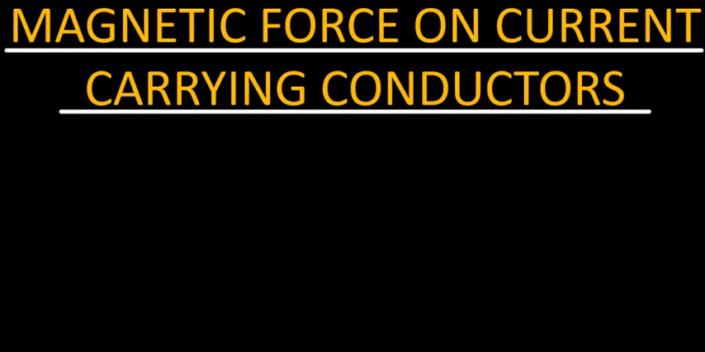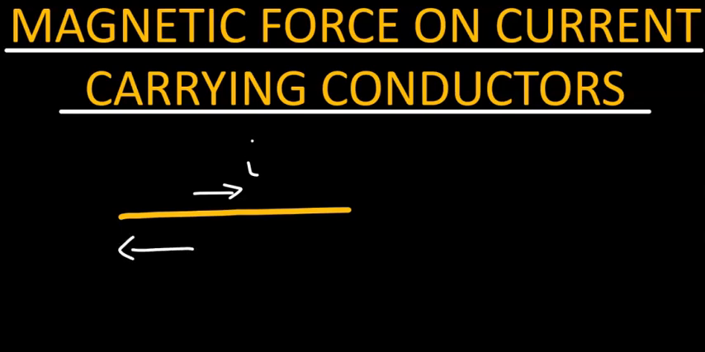In this video, we shall look at a couple of review problems associated with magnetic force on current-carrying conductors. First, a brief introduction. Let's assume you have a current-carrying conductor as shown. This conductor carries a current, say I. The length of this conductor is L.